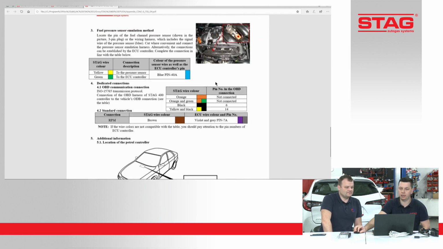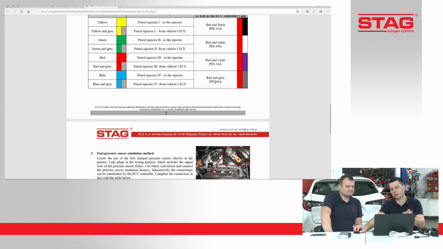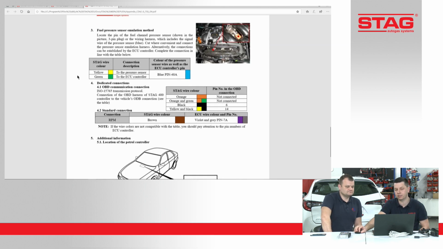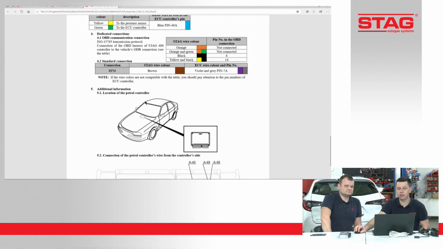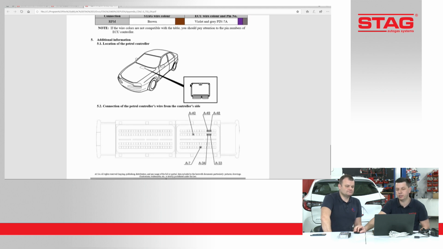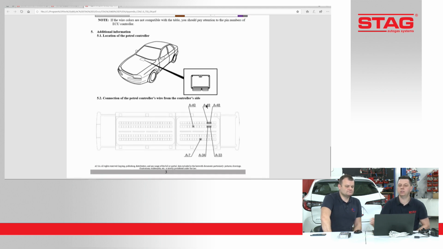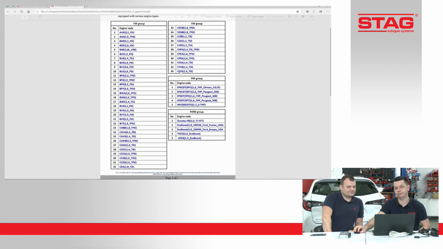And the pinout that we have in our manual is of course the pinout of the Petrol ECU. You have all the information on how to connect the petrol injectors, the fuel pressure sensor, and the signal for the RPM. There is also a photo of the layout of the socket of the Petrol ECU, so you can easily see which pin it is, for example A40, as you see on the screen now.